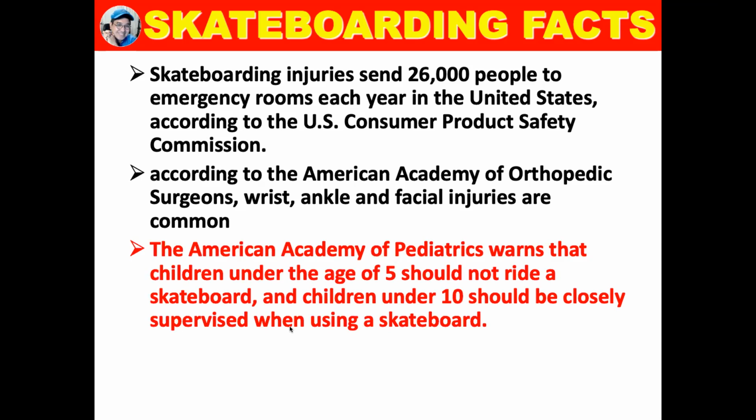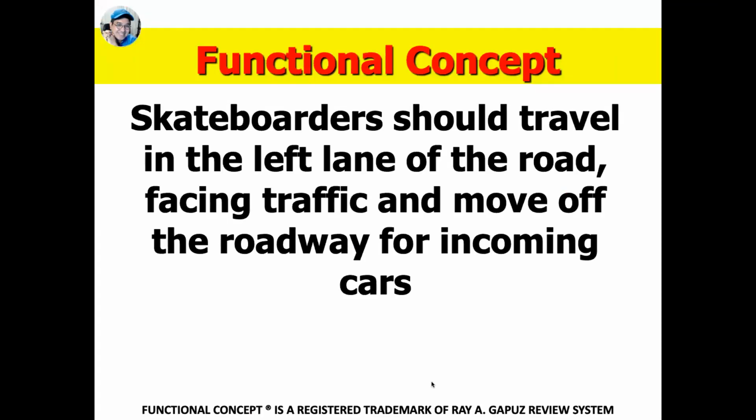So really, children under age 10 still need to be looked after when they are skateboarding, so that someone will be able to notice if someone is running towards them or a car is going towards them. Skateboarders should travel in the left lane of the road or the shoulder of the road facing traffic and move off the roadway for incoming cars. Again, it's very easy to push yourself away from the incident with a skateboard. They can jump off the skateboard compared with a bike. With a bike, you have to step out of it.